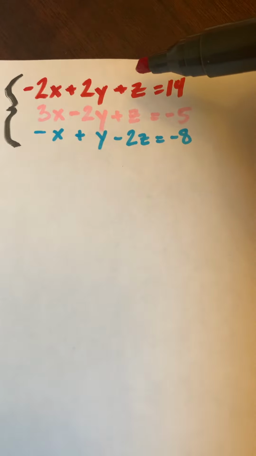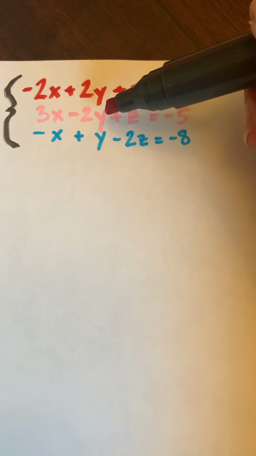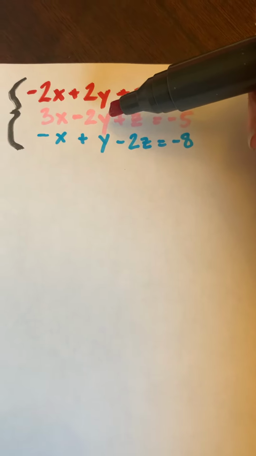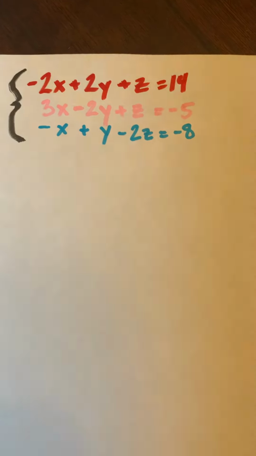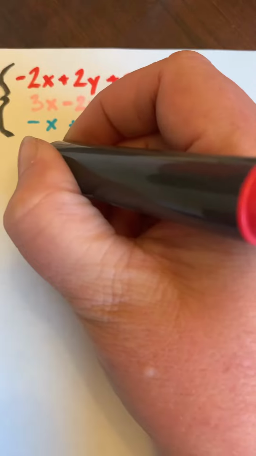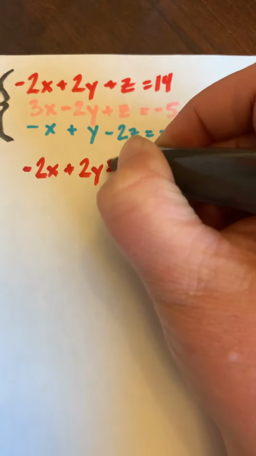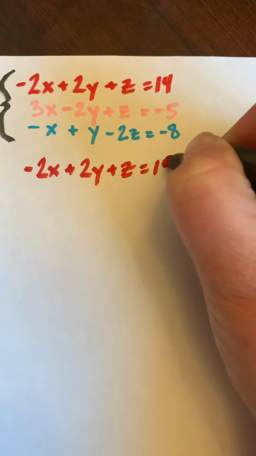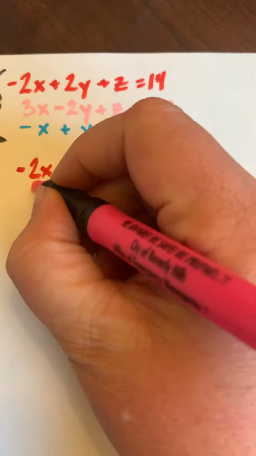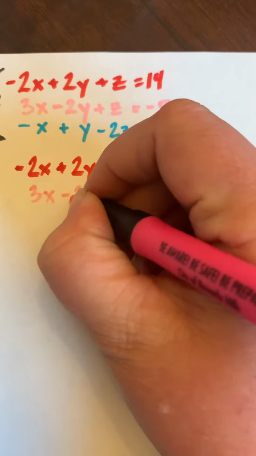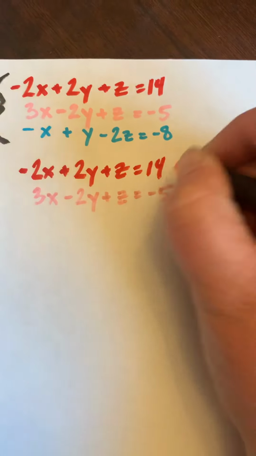So I'm noticing that if I look at my first 2 equations, the coefficients for the y's are exact opposites. So that will be my easiest pair to work with to begin with. So I've got negative 2x plus 2y plus z equals 14. And my second equation is 3x minus 2y plus z equals negative 5.